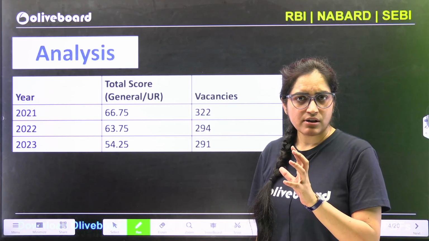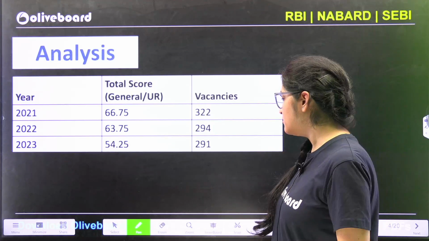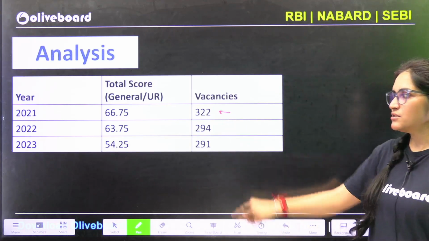A little analysis about the exam regarding the vacancy portion. In 2021, vacancies were a little higher.